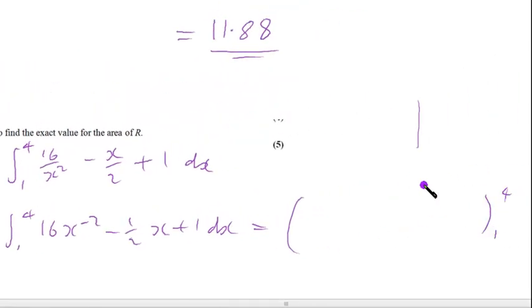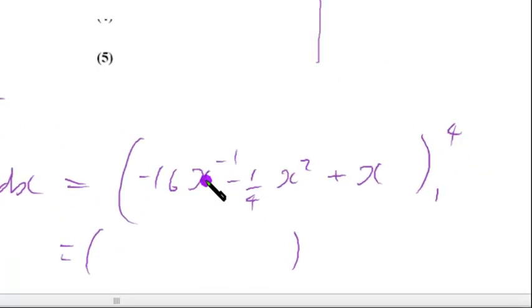And that is equal to, put your limits in, integrate this, add 1 to the power, we get x to the minus 1, divide by the power, so 16 divided by minus 1 will give us minus 16. Add 1 to the power, so we get x squared. Divide by that power, so we get minus a quarter x squared. Then 1, add 1 to the power on that, will give us x to the 1, divide by 1 gives us just 2x. So let's put 4 and 1 into this.